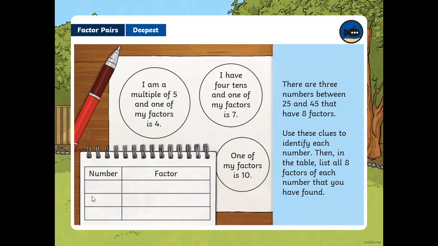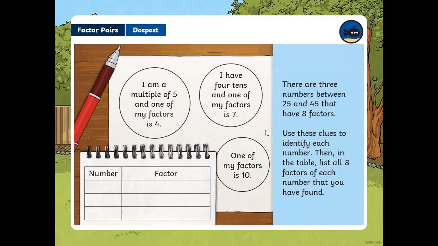I am a multiple of 5 and one of my factors is 4. Think carefully. I have 4 tens and one of my factors is 7. Oh, okay, now you have to make guesses. This is deep already. One of my factors is 10.